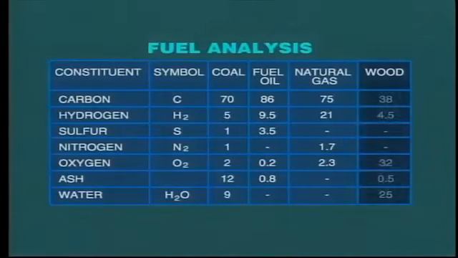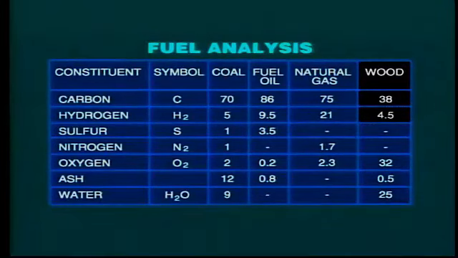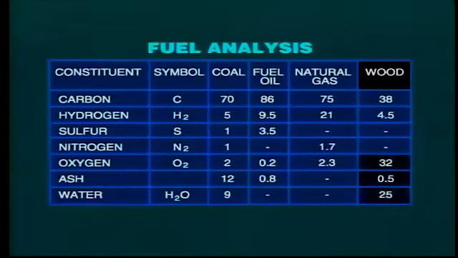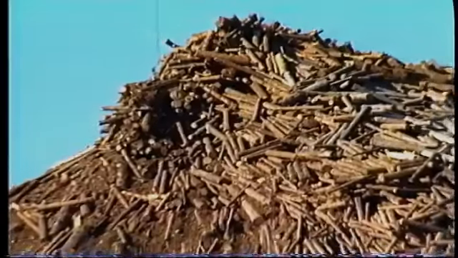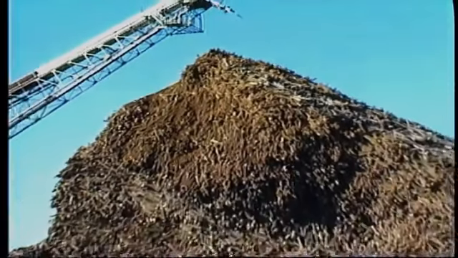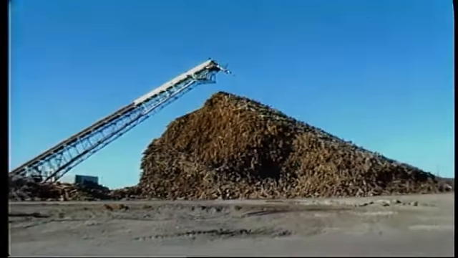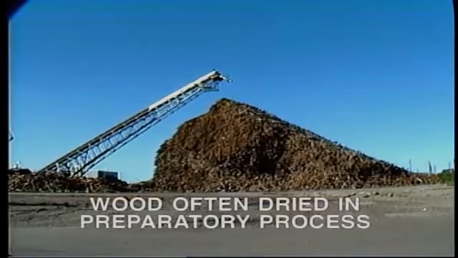In comparison, we can see that wood as a fuel will not produce much heat because the amount of carbon and hydrogen is relatively small. The ash content is also small, but a large percentage of the wood makeup is in the form of moisture and oxygen. This has a lot to do with the method of storing wood, which is usually in the open air. The wood has a propensity for absorbing moisture from the atmosphere much more than other fuels. For this reason, wood is often dried as part of the preparatory process before it's fed into the boiler for combustion.